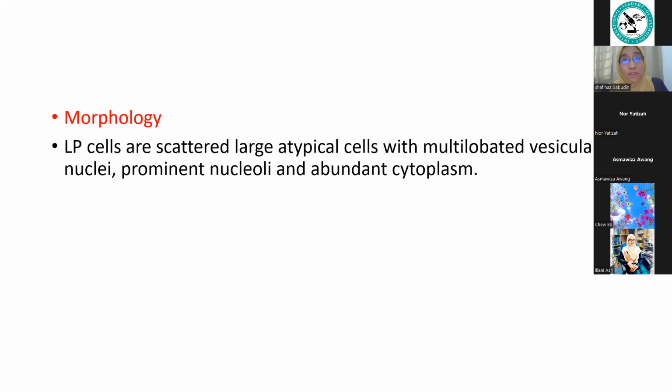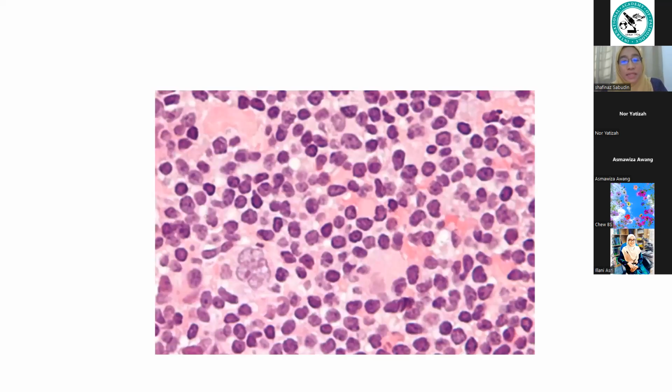Okay, next, we look at the morphology of the LP cells. The LP cells are scattered, large, atypical cells with multilobated vesicular nuclei, prominent nucleoli, and abundant cytoplasm. This is a picture of it. You can see a single LP cell with a very large, irregular, multilobated nucleus and a prominent single nucleolus and scant cytoplasm, embedded within a rich background of small lymphocytes and some histiocytes.